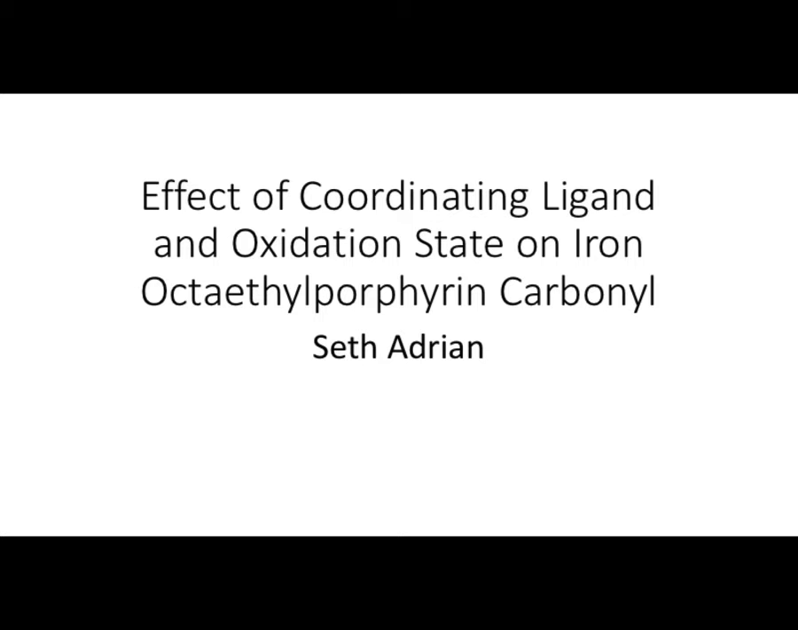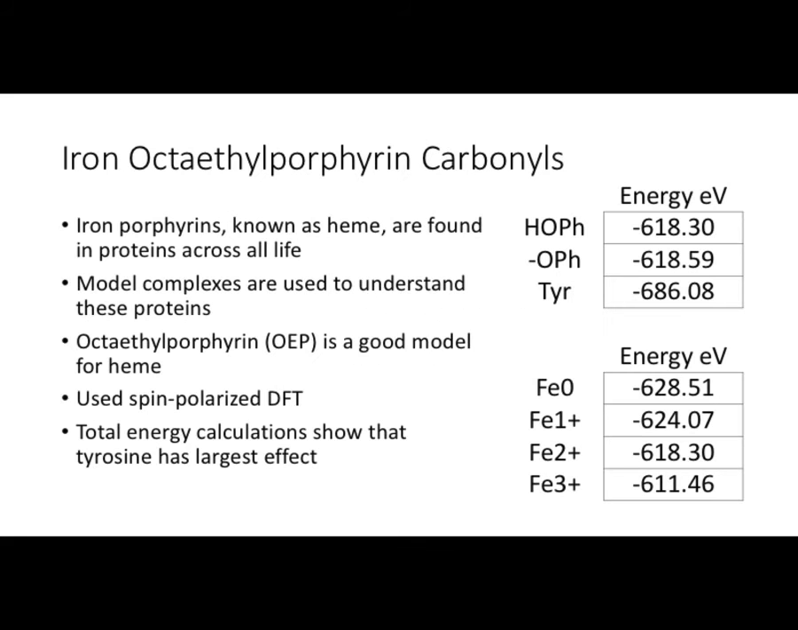Iron porphyrins, usually in animals or in life, are known as hemes, and they are found in a lot of proteins, such as hemoglobin, myoglobin, cytochrome P450s, that sort of thing. Even in photosynthesis, there's a porphyrin ring that acts as the electron charge carrier, and they're found all across life, and we want to understand how these proteins all work.